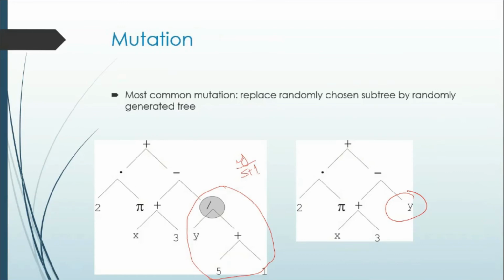So y can be a randomly generated tree, or it can be any other tree, no problem: y plus 3, or y minus 3, or y squared, whatever it is. That is a randomly generated tree. And this is how the mutation operation is done in the case of genetic programming.